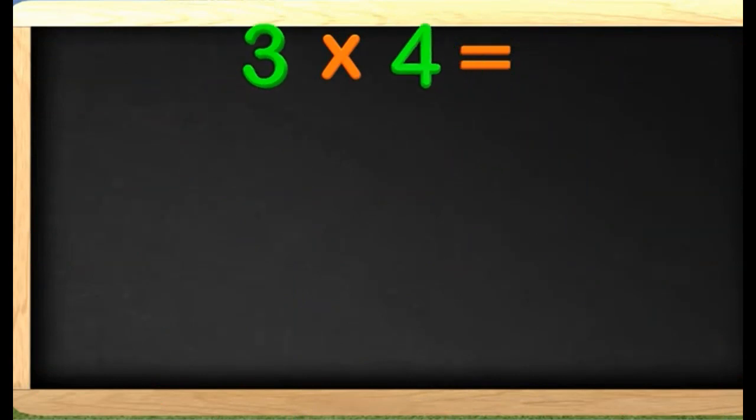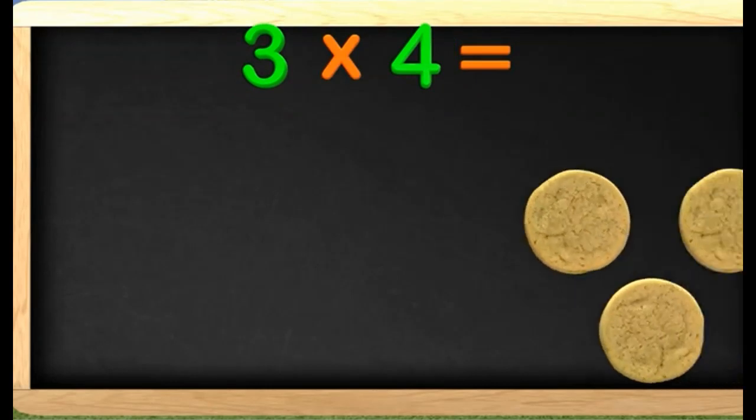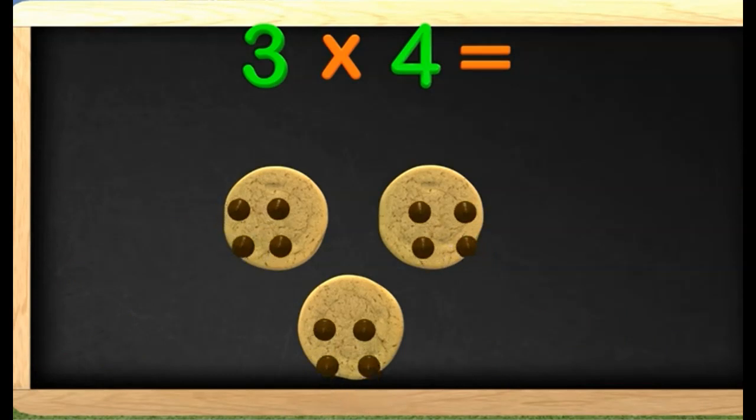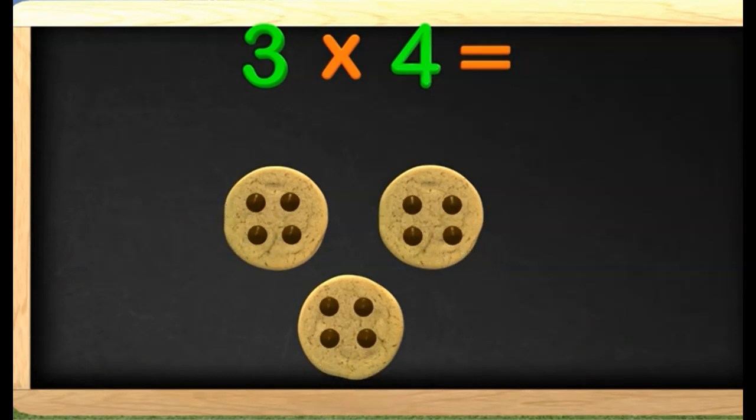Here is 3 multiplied by 4. We are going to use a picture again to understand this problem. Here are 3 cookies, which shows us the number of groups. Can you tell me how many chocolate chips I should put on each cookie? We need 4 chocolate chips on each cookie to show the number of objects in each group. Can you count the chocolate chips and tell me what 3 times 4 is? You can use skip counting or count by ones.